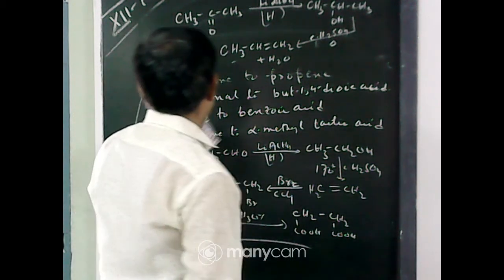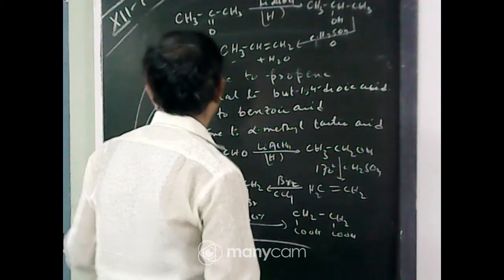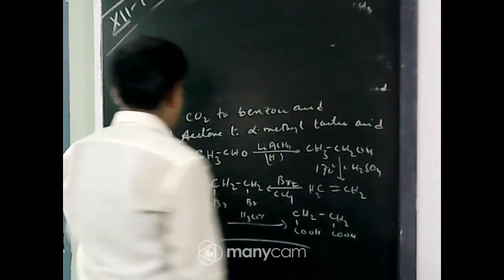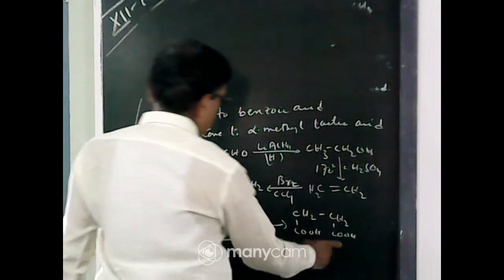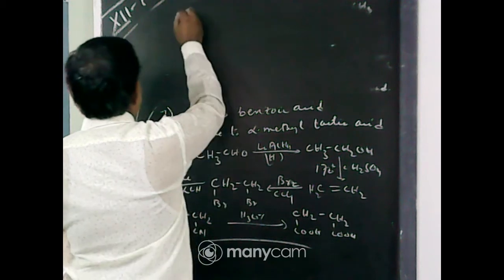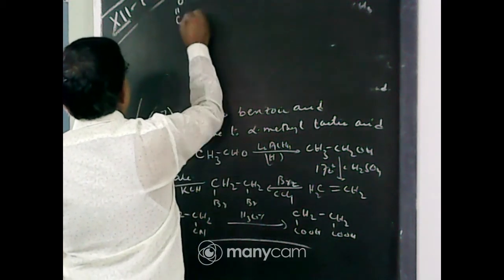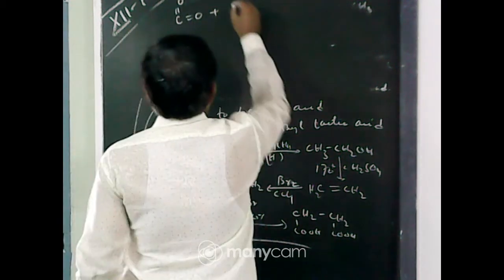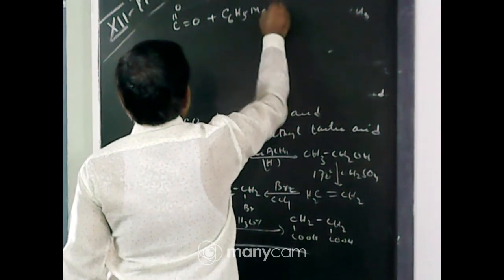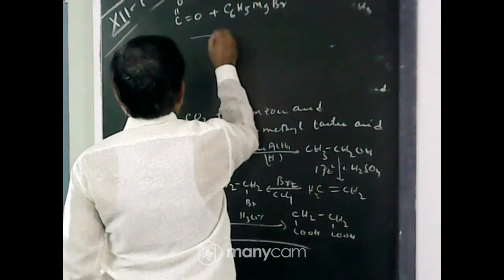So this is the conversion of ethanal to but 1,4-dioic acid. Starting from ethanal, ultimately we get but 1,4-dioic acid. Now carbon dioxide to benzoic acid. This is carbon dioxide, which reacts with phenyl magnesium bromide, a Grignard reagent, C6H5MgBr. What will be the product?